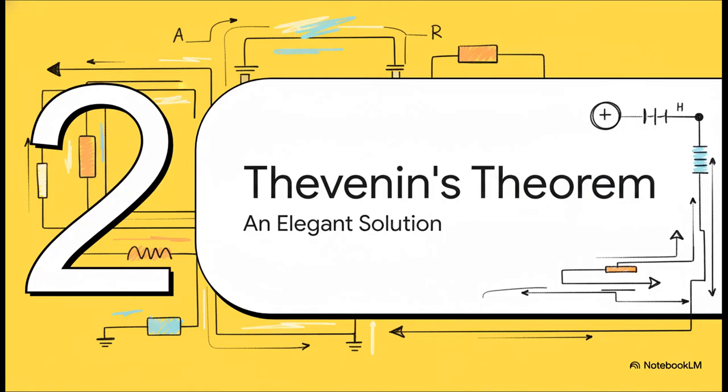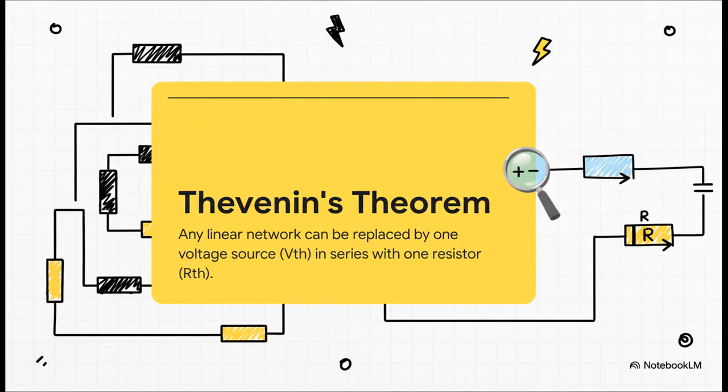And that brings us to the hero of our story today, a French engineer named Léon Charles Thevenin. Way back in the 1880s, he came up with this absolutely brilliant shortcut that makes even the scariest-looking circuits way simpler. And here it is, the big idea. Thevenin's theorem basically says you can take any complex linear circuit and from the point of view of any two terminals, you can replace the whole thing with just one voltage source and one resistor in series. That's it. It's kind of like a magic trick for circuits.